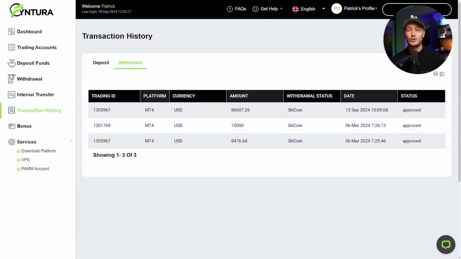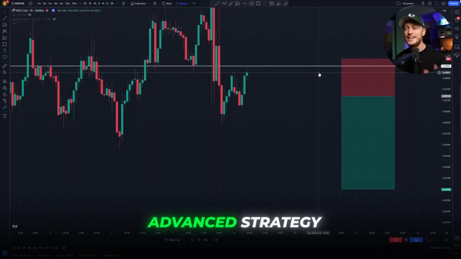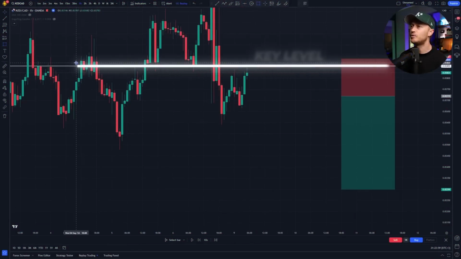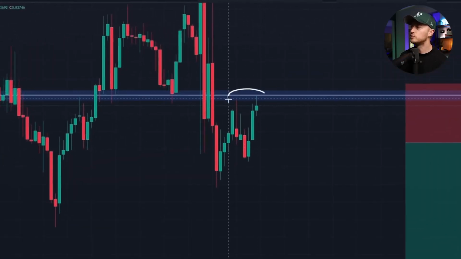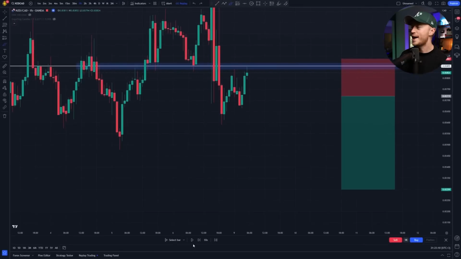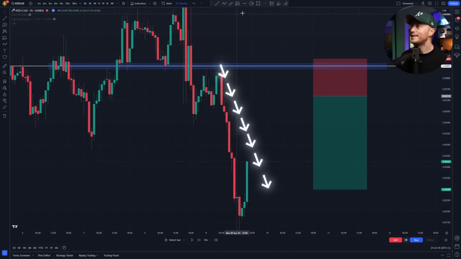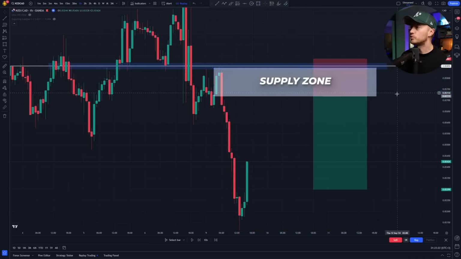And if you want to make cash, we've got one more strategy coming up, and you need to learn this one. The final strategy, the advanced strategy, is advanced supply and demand, my favorite trading strategy. You can see I've got a key level marked up on the chart right here. Price broke through that level and is starting to respect that level as resistance. As we play this one out right here, you can see we have a huge move to the downside, creating a supply zone. So I mark up my supply zone something like this right here.